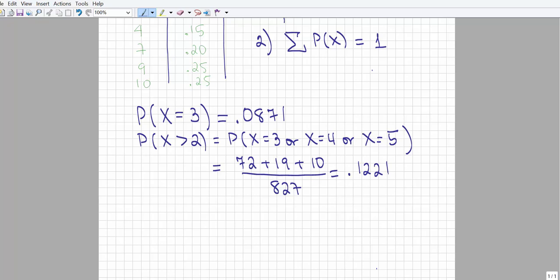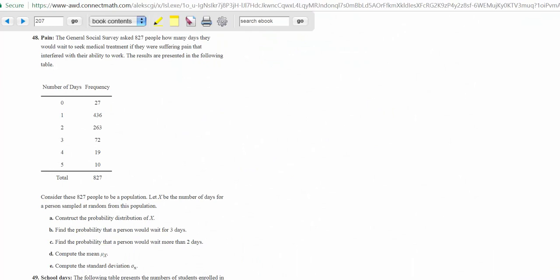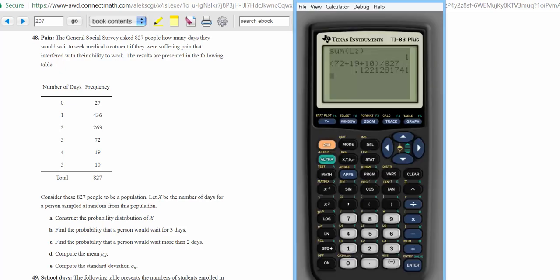Okay, so then the next 2 parts can be answered with the same calculator command. This one says compute the mean and the standard deviation. I know the book gives you these really complicated formulas. You don't have to do that. All you gotta do is go to stat, one variable statistics, and make sure you use L1 and L2. The first one will be the x values, and the second one will be the probabilities associated with each of the values. And there you have it.